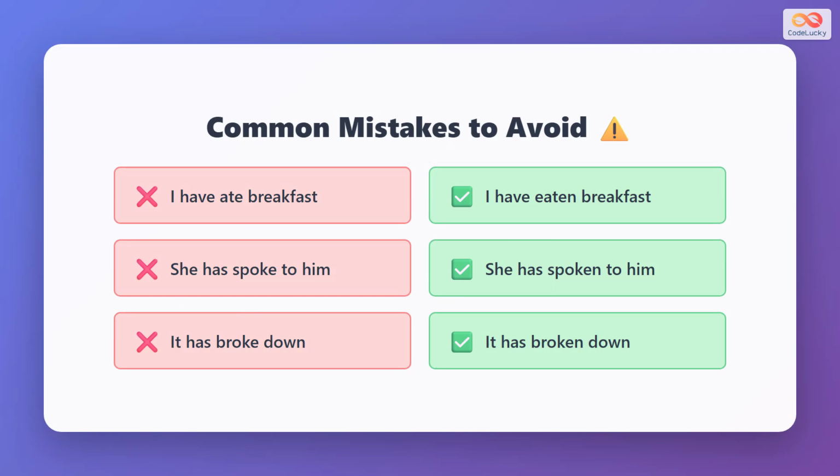Let's look at some common mistakes students make with these verbs. Wrong, I have ate breakfast. Correct, I have eaten breakfast. Remember, after have or has, you must use the past participle, not the past tense. Wrong, she has spoke to him. Correct, she has spoken to him. Wrong, it has broke down. Correct, it has broken down. Always use the en form after have or has.